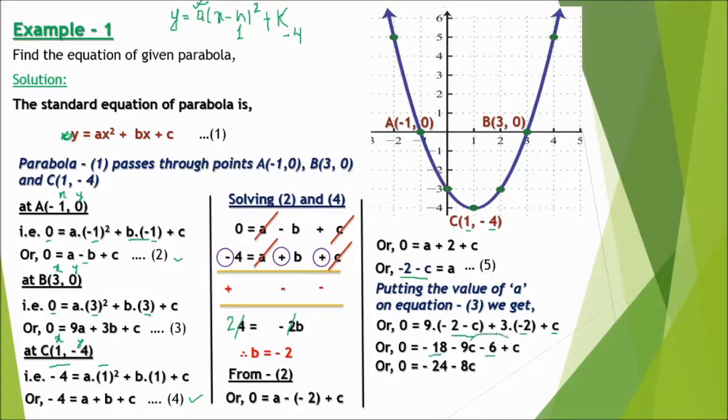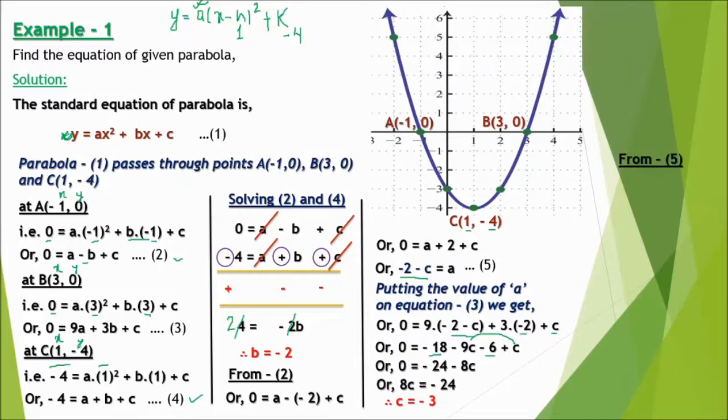We can subtract, so 8c is equal to minus 24. Value of c will be 3. Therefore c is equal to minus 3. Okay, the value of c is minus 3. Now it remains to get the value of a. I don't think it will be any big deal.